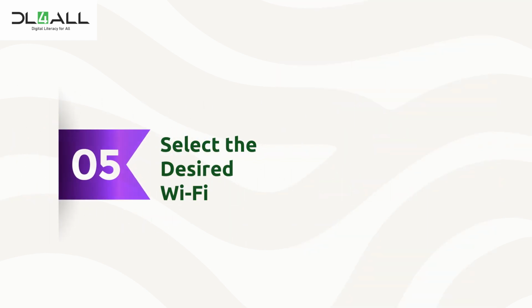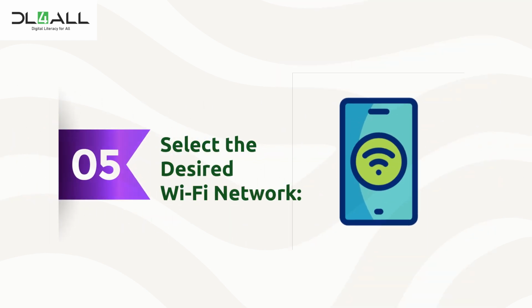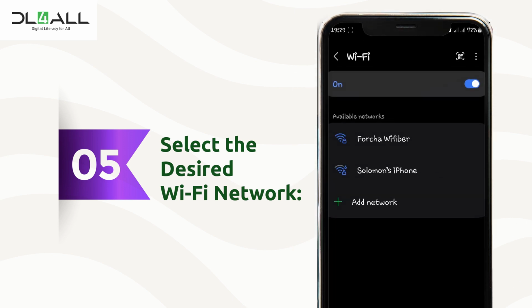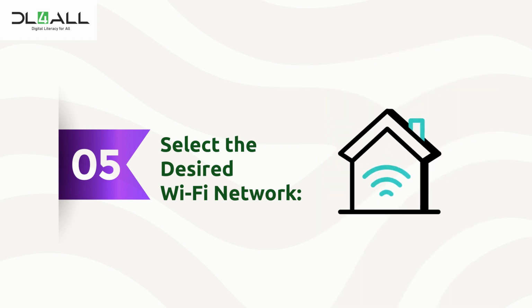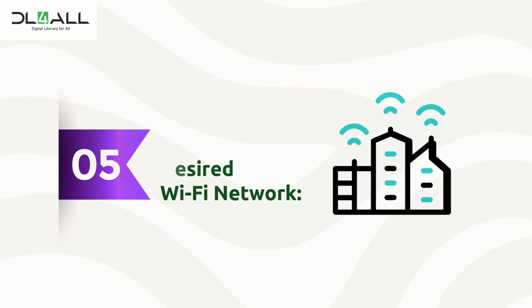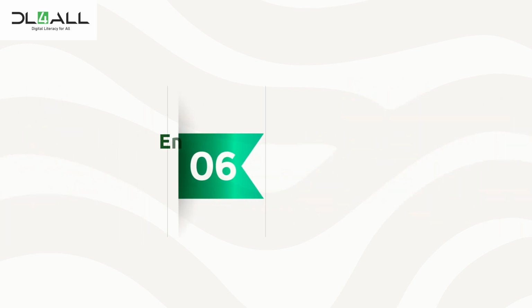5. Select the desired Wi-Fi network. From the list of available networks, tap on the name of the Wi-Fi network you want to connect to. This may be your home network, a public hotspot, or another network you have permission to access.